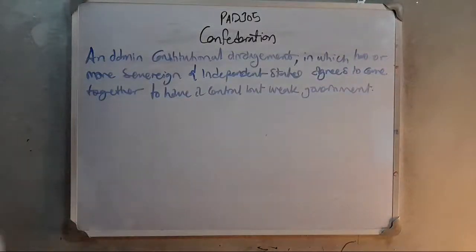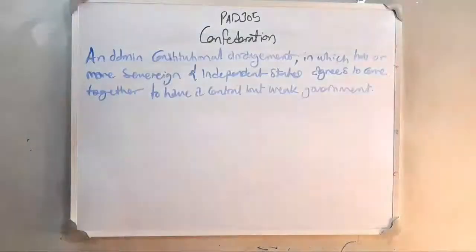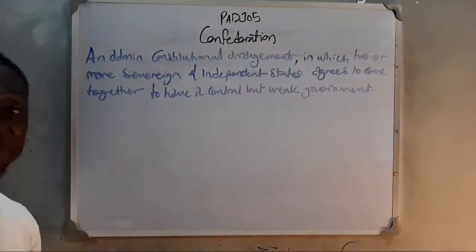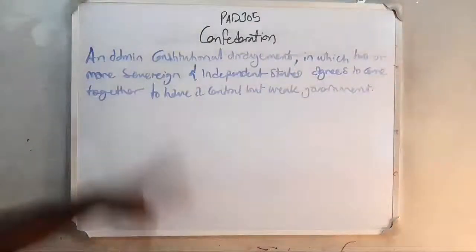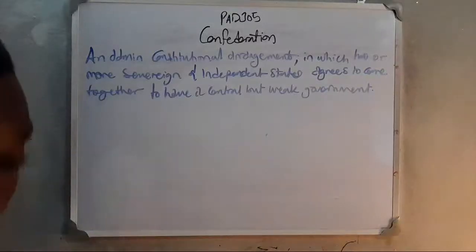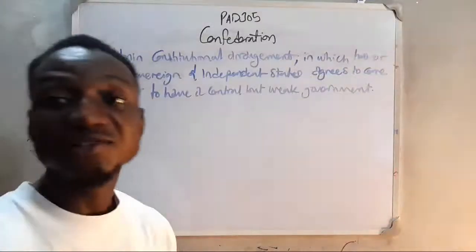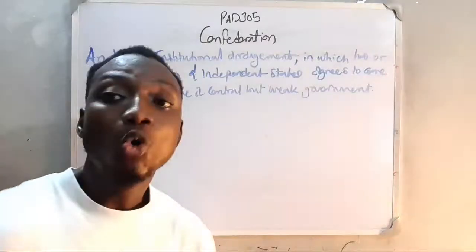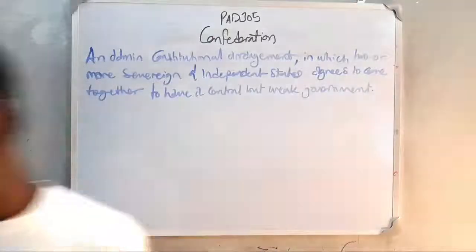Now let's look at some of the features. I think this is quite self-explanatory. It is an administrative arrangement that is constitutionally guided by different independent and sovereign states to form a central but weak government.